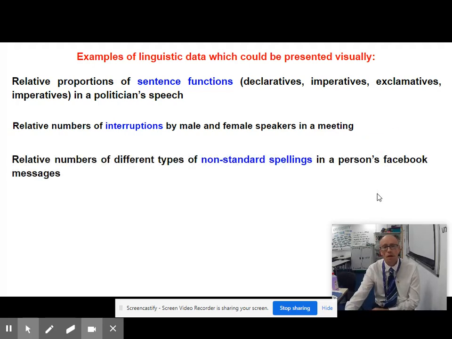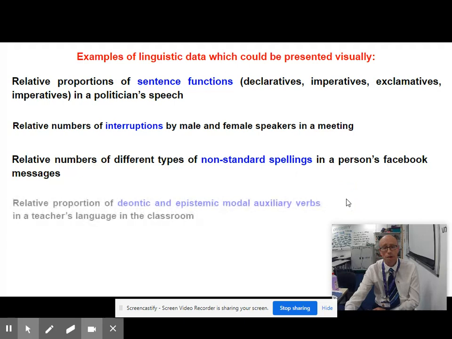You could, for example, when you're looking at graphological features, like, for example, the relative number of different types of non-standard spellings in a person's Facebook messages. Maybe, for example, you're thinking about age here, and you're thinking, well, does a 13-year-old and a 30-year-old and an 83-year-old have different levels of non-standard spellings in their Facebook messages? That would be really good to present in a visual kind of way.